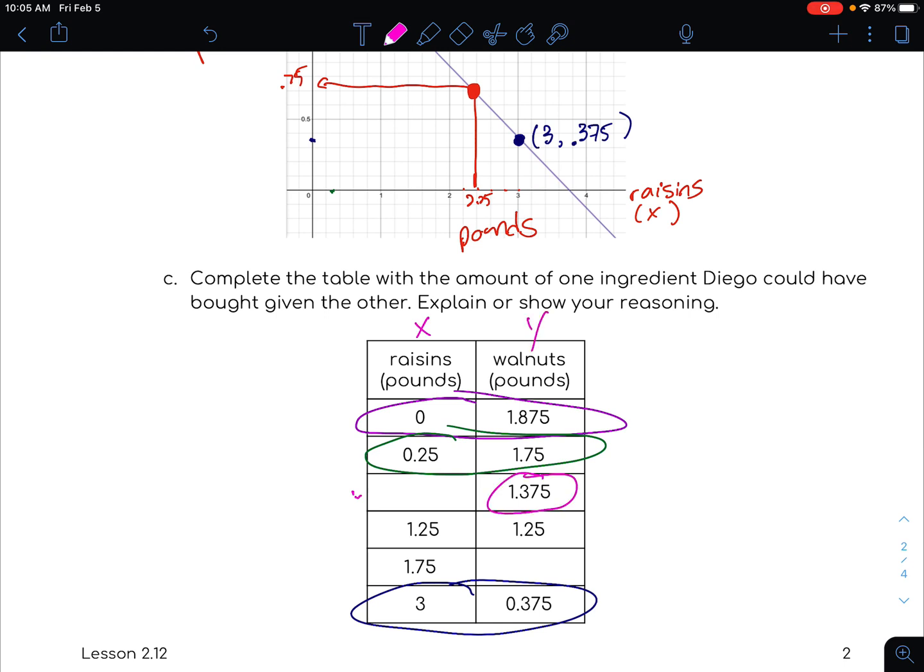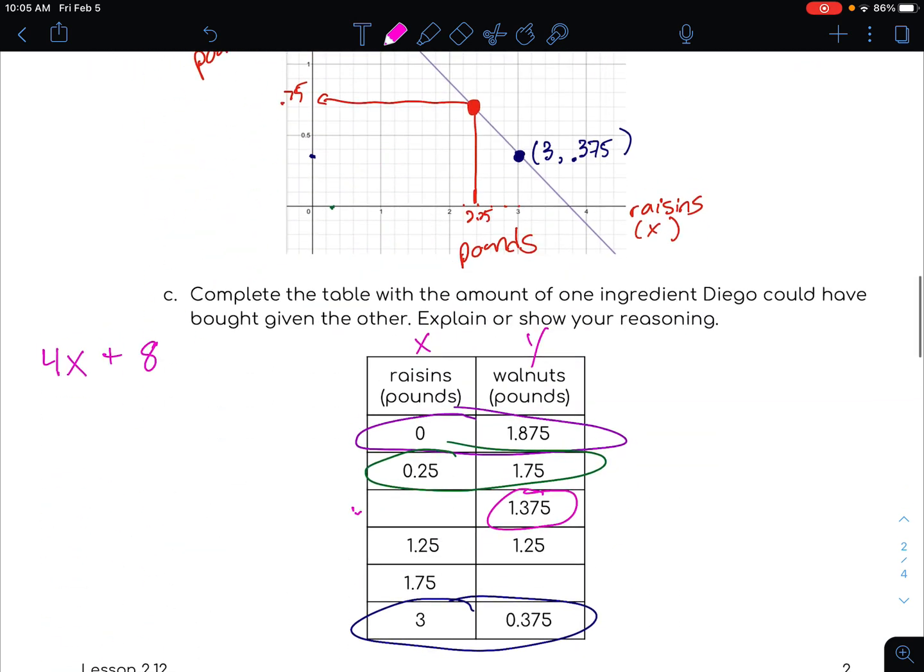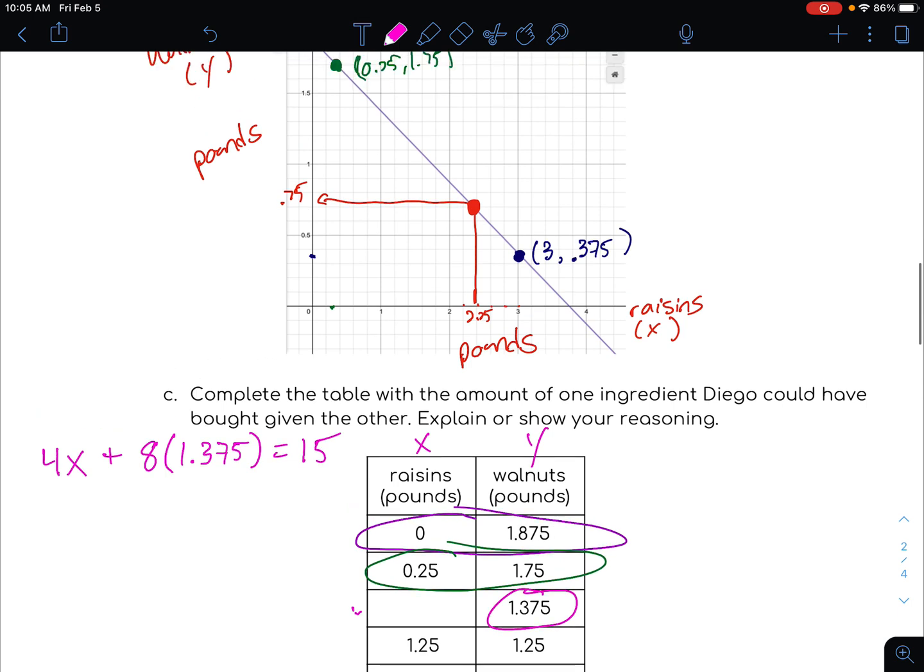All right, now on this one, we're saying the walnuts are 1.375 pounds, but we don't know the pounds of raisins. So let's think back to our equation. That means we don't know the x, but we do know the y. So if we think about our equation up here, 4x plus 8y equals 15, I'm going to put in 1.375 for our y value. Now go ahead and work that through, and we're going to solve for the pounds of raisins. Now we could estimate that on our graph.